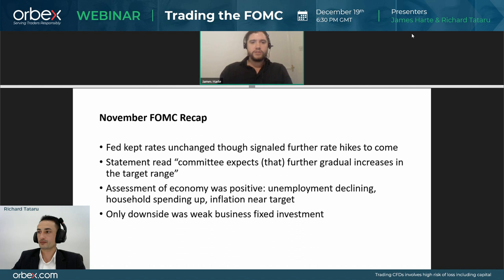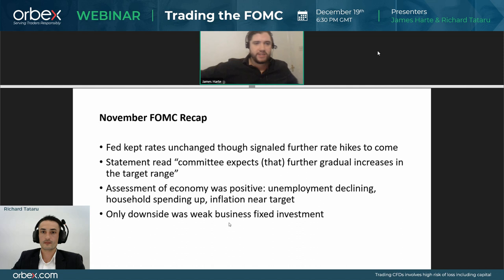The Fed noted further declines in the unemployment rate, continued strong growth in household spending, along with inflation remaining near the bank's 2% target. And to the downside, the only point really that the bank picked up on was lower business fixed investment that had moderated from the rapid pace seen earlier in the year. So all in all, the meeting was welcomed by bulls, as it was seen as keeping the December rate hike on course. So what have we seen since that November FOMC meeting?